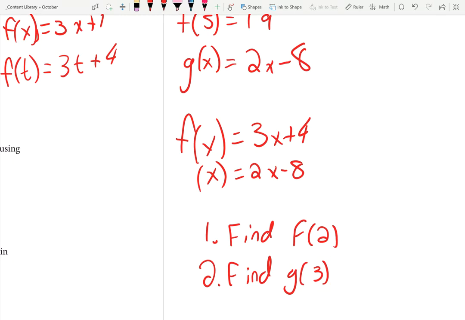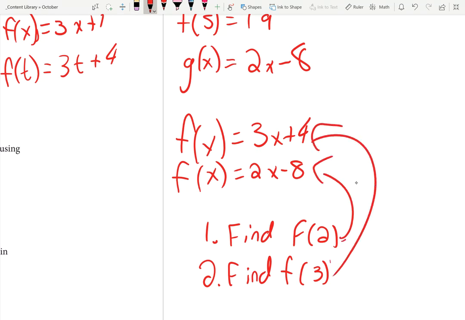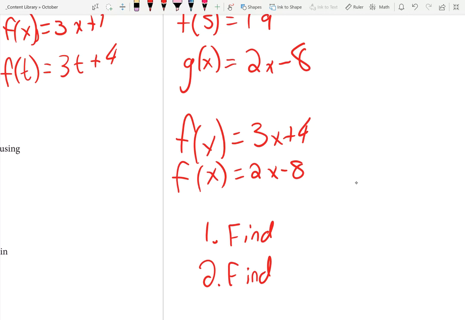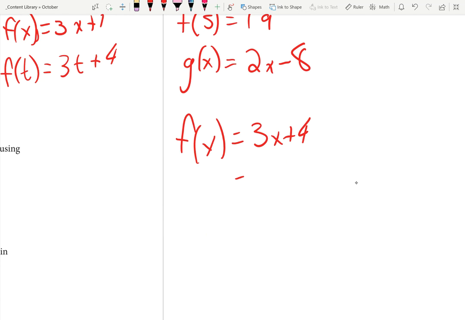Okay, if I called them both f of x, right, then you wouldn't know which one to plug it into. It would be all sorts of confusing. So that's why we give them different names, so that if you are called upon to plug in a certain number, you know which one to plug it into. Okay?